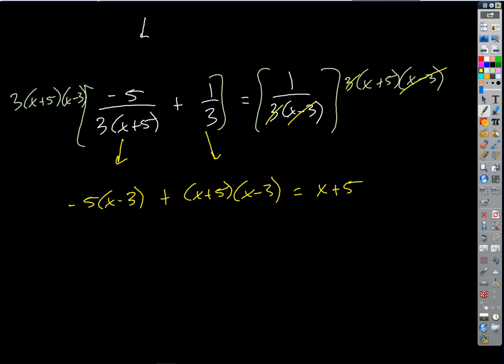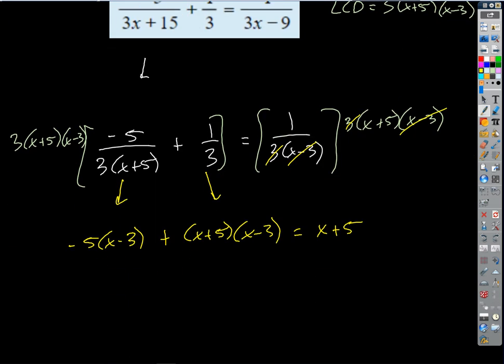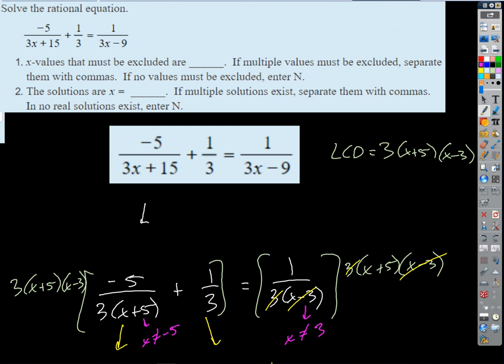Okay? All right, but before we go on, we've got this factor. Are there any values of x we need to exclude based on these factors in the denominator? Everybody see that? So right here, because of this factor, we know x cannot equal -5. And because of that factor, x cannot equal 3. So we put those in our list, right? We have to exclude those.